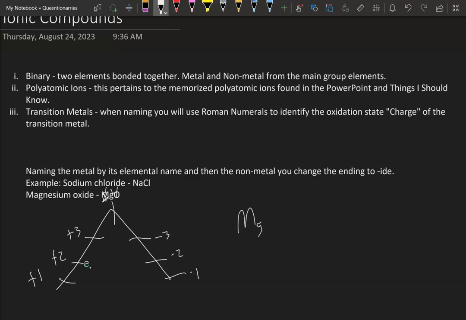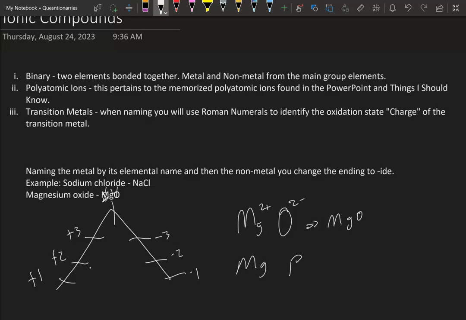So magnesium is in group 2A, so it's plus 2. Oxygen is in group 6A, which is minus 2. And what happens here is the plus 2 and the minus 2 cancel out, and it leaves you with a formula of MgO. Now, if I were to take, let's say, magnesium and phosphorus, well, that's no longer going to be the same scenario.